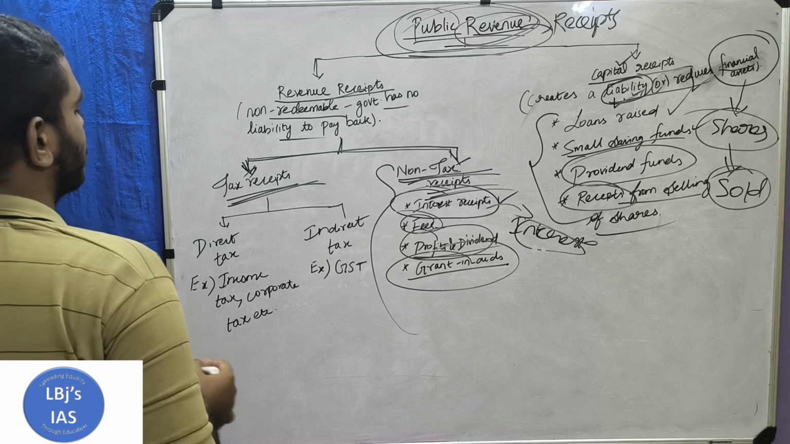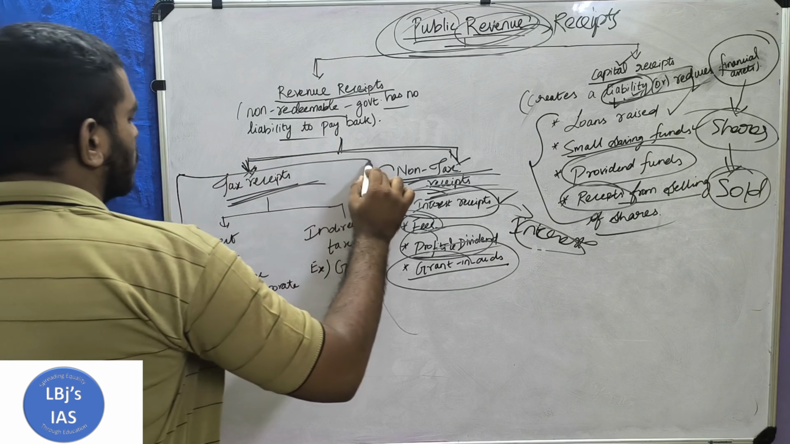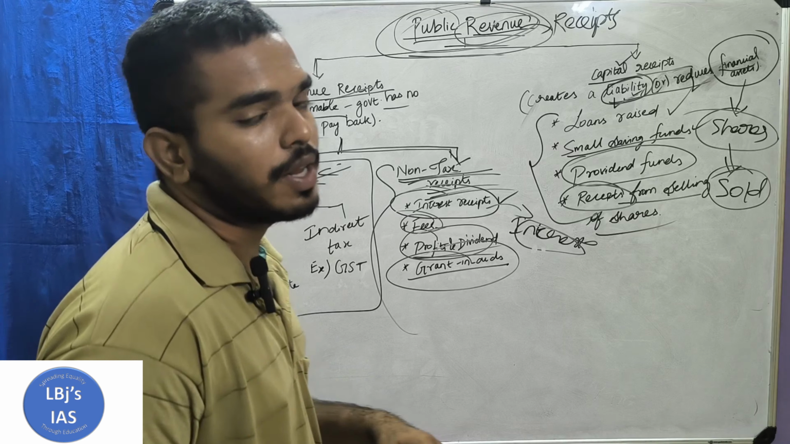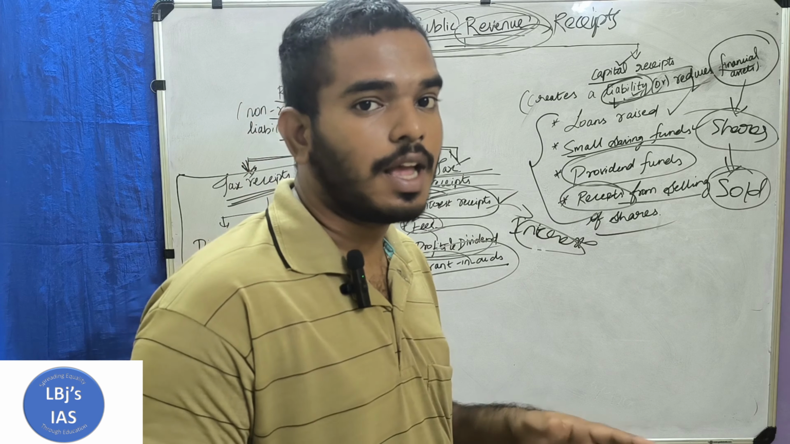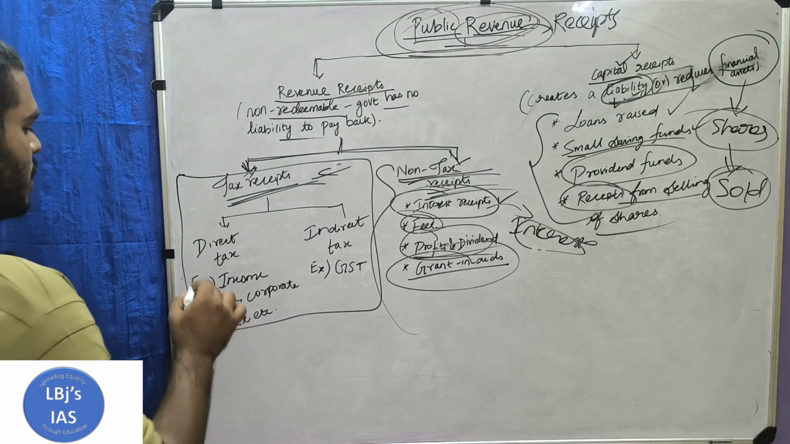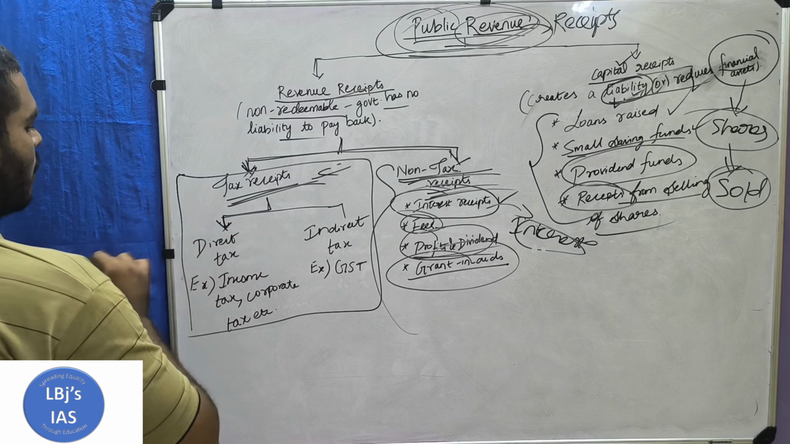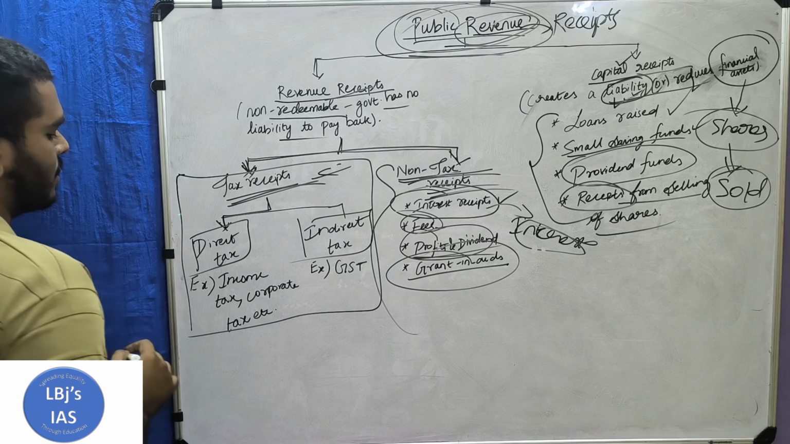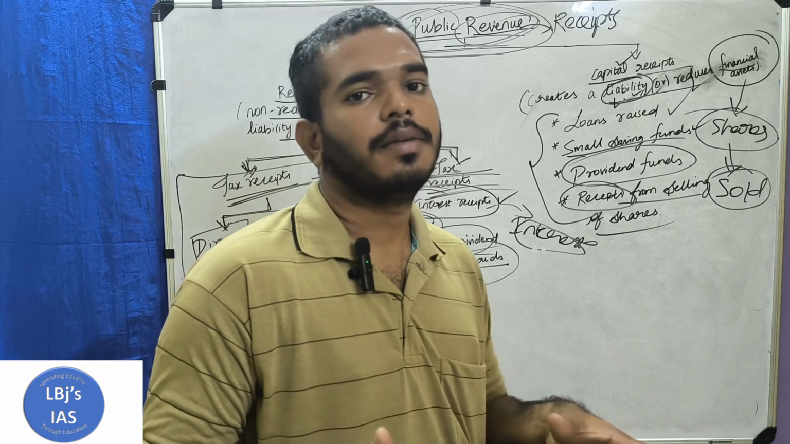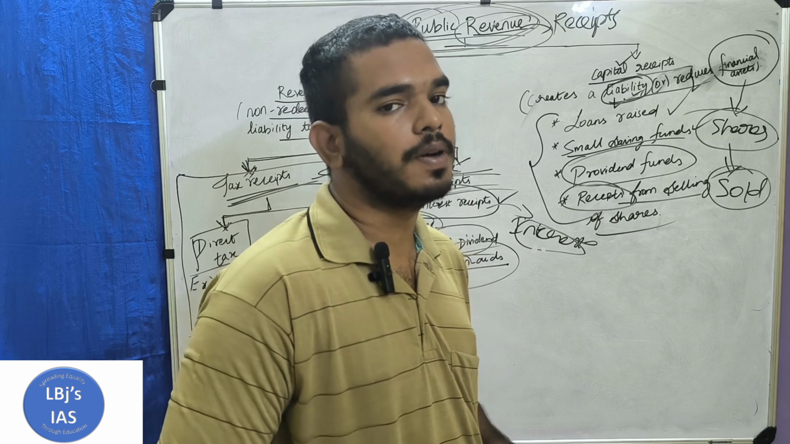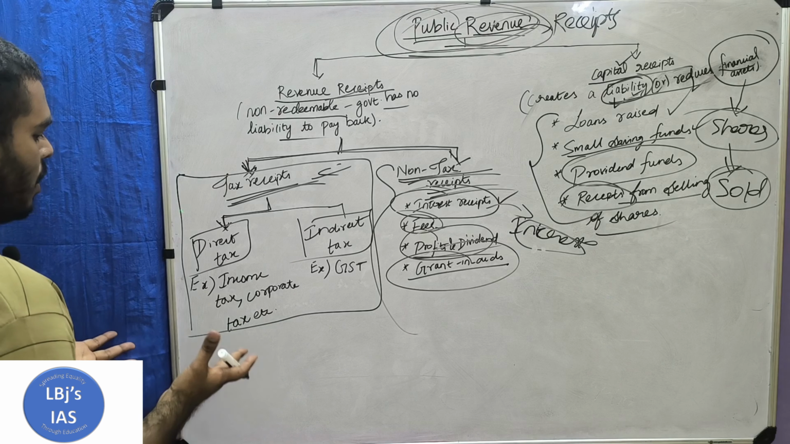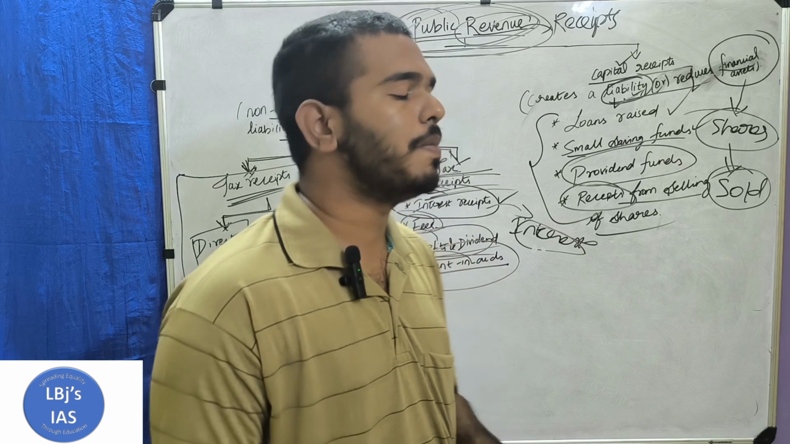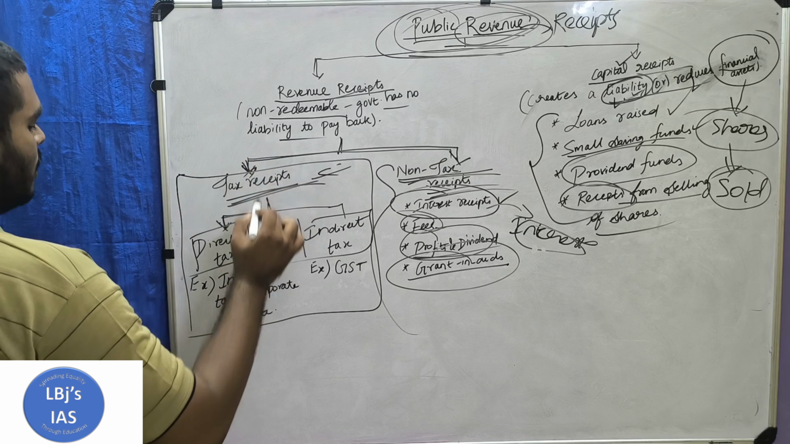So what are tax receipts? We are going to see it in detail in the upcoming videos. Now I am saying it generally. Tax receipts are of two types: one is direct tax and the other is indirect tax. Direct taxes are directly imposed on the income of a person. It may be a salary, it may be a profit, but it is directly imposed on the income of a person. Such a tax is known as a direct tax.